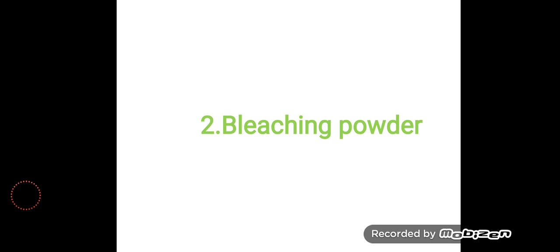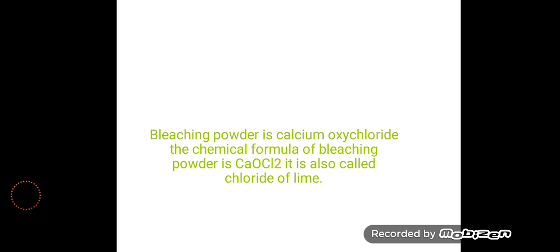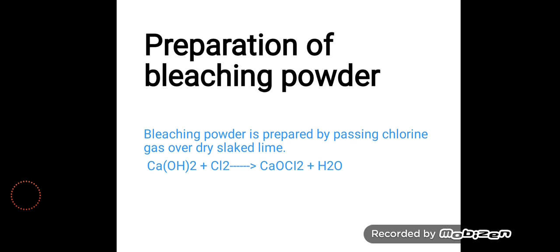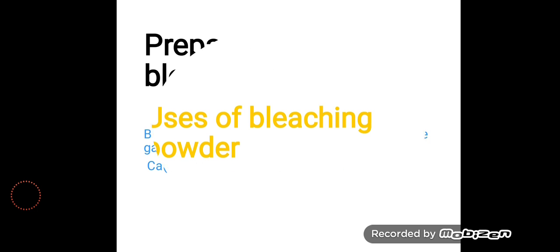Bleaching powder. Bleaching powder is calcium oxychloride. The chemical formula of bleaching powder is CaOCl2. It is also called chloride of lime. Let us see what are the uses of bleaching powder.